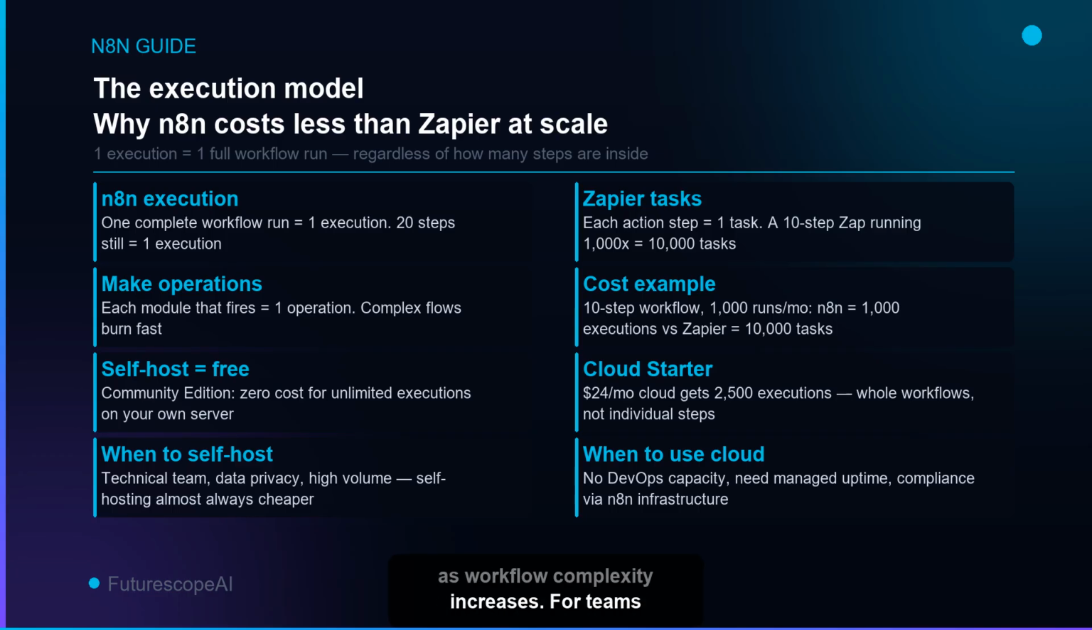For teams migrating from Zapier, divide your monthly task count by the average number of steps per workflow to estimate n8n executions needed. Most teams find they need far fewer executions than they expected. The self-hosted Community Edition adds a third option: run n8n on your own server and pay nothing for executions. A $4 a month Hetzner VPS running Docker covers most individual and small team automation workloads entirely.